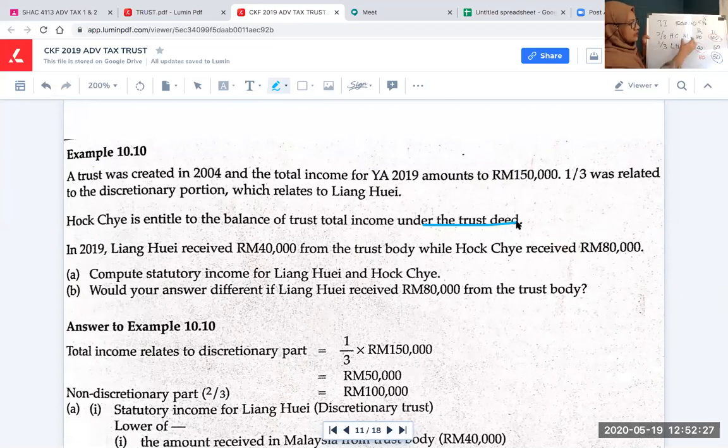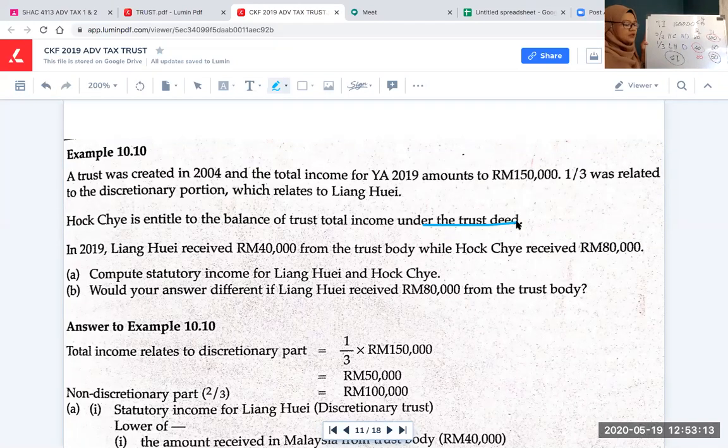So when you decide, you look at how much you receive and how much your total income is. For non-discretionary, whatever entitlement is your statutory income. Even though you actually receive 80,000, you will be assessed on that 100,000. But for the discretionary, you take the lower of, depending on how much is received and how much is your total income. In the first scenario, they receive 40 but total income is 50, so we assess on that 40. In the second scenario, she received 80,000 but total income is 50, so we assess on that 50,000.